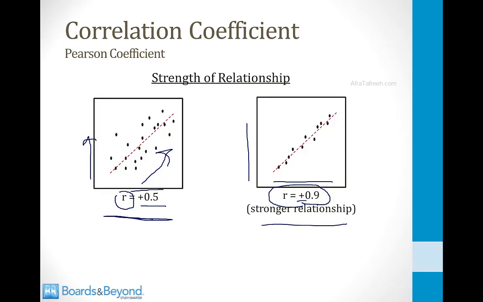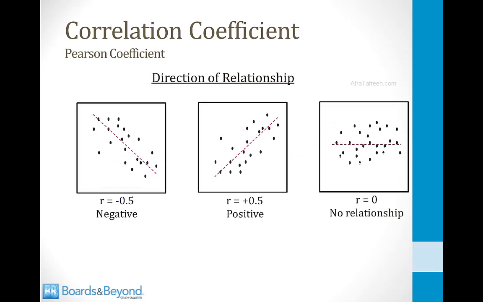And the closer it is to 0, the weaker the relationship. Now here are some graphs showing the direction of the relationship. This relates to whether the correlation coefficient is positive or negative. So here's a chart on the left showing an R value of minus 0.5. So it's negative, so it's an inverse relationship. The more of the x-axis variable, the less of the y-axis variable.